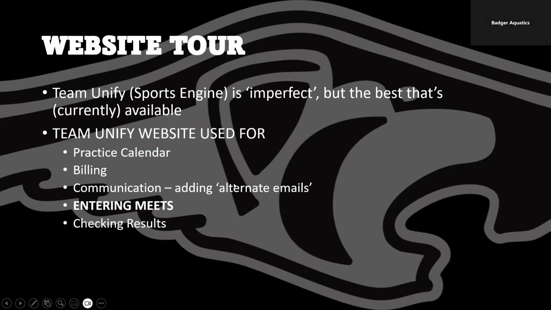All right, so we're gonna do a website tour here. We'll start with all the stuff we just talked about with meets and how to sign up for meets. Reminder that Team Unify is imperfect, right? But it's the best we have available for us. It does a lot of things behind the scenes for us, admin wise, that make it a pretty powerful tool. Basically, what we use it for is the practice calendar, especially for Madison groups. You can check billing and invoices and that sort of information. We use it obviously to do a lot of communicating to you guys. We'll talk about how to add alternate emails when we get to the tour. We use it obviously for entering meets, and then we also use it for checking results.